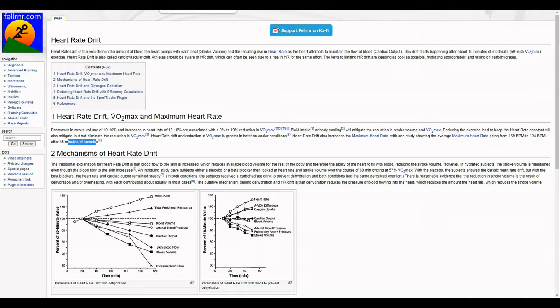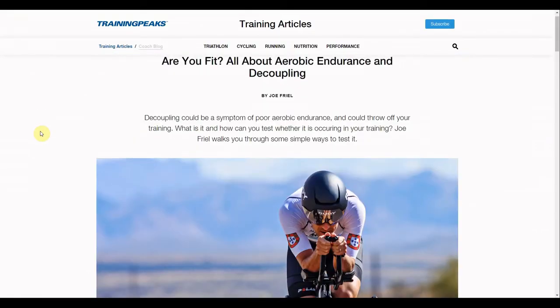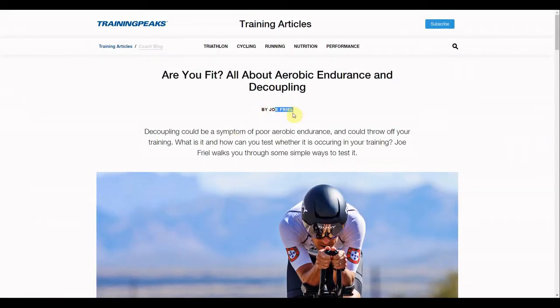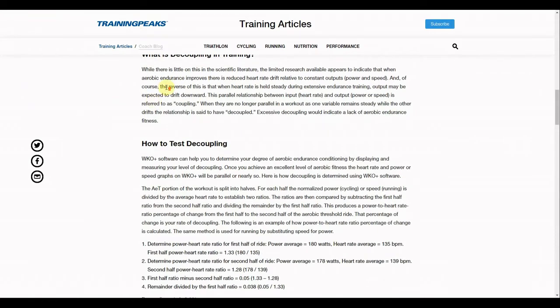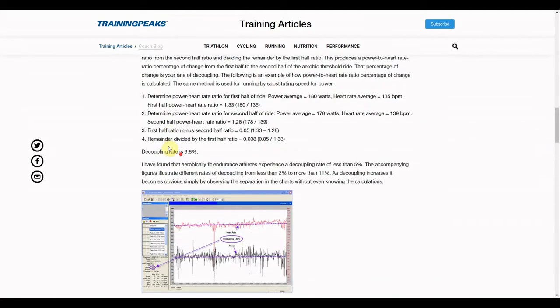Why is cardiac drift important? So I will refer you to Joe Friel, which is probably the main coach behind Training Peaks. He introduced a notion of decoupling, whereby you analyze the first half of your workout and then the second half, and if the cardiac drift is really higher in the second half, then that means you may not have been below aerobic threshold. So let's look at some numbers.